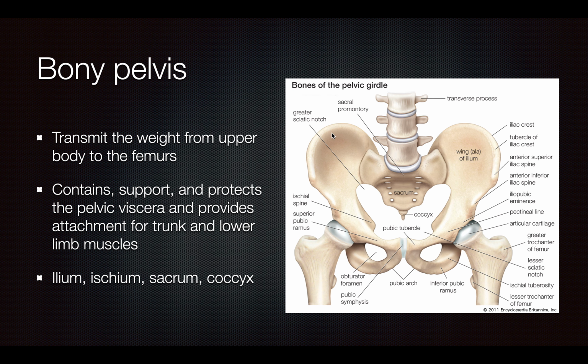It's composed of 2 ilium, so this would be the fossa of the ilium, here would be the crest, but this is the ilium, and that is continuous with the ischium, which is the sit bones. And then those are connected to the sacrum, and then that is attached to the coccyx. And this all makes up the bony pelvis.